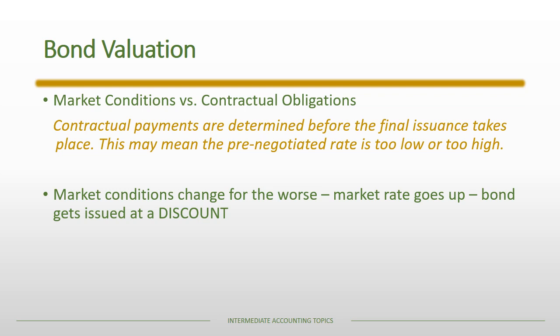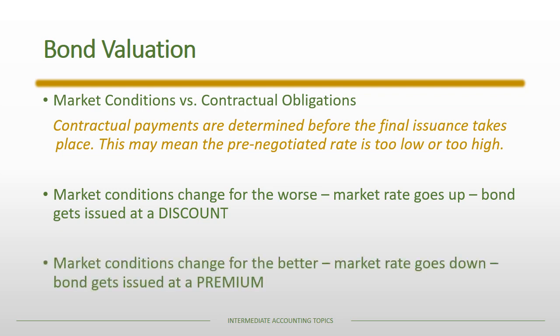Well, if market conditions change for the worse, that means that the market rate of interest, or the fair rate of interest, the bond yield, is going to go up. And in that case, given that the contractual obligation is fixed, the bond is going to be issued at a discount. At the same time, if market conditions improve, that means that the market demand for interest is going to go down, yet the contractual obligation is already established, and therefore in that situation, the bond is going to get issued at a premium.